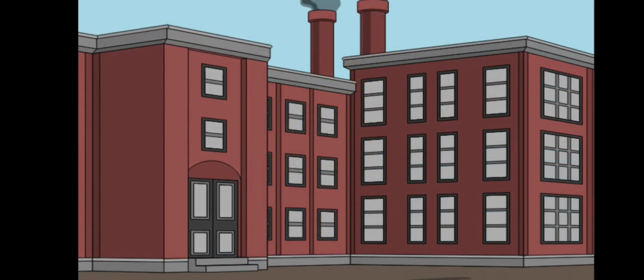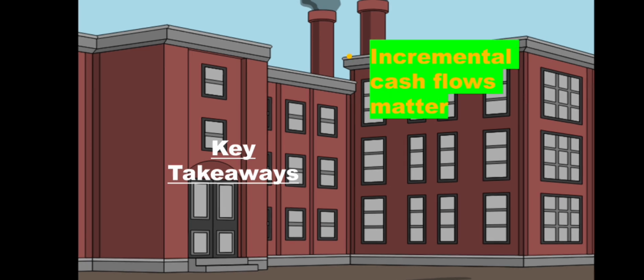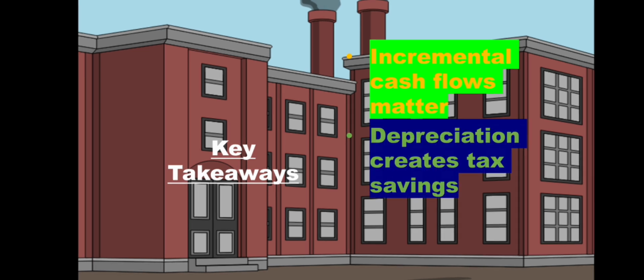So before we conclude, let us summarize the key takeaways from this capital budgeting analysis. First, when evaluating investment projects, incremental cash flows are the only cash flows that matter. Only cash flows that occur as a direct result of accepting the project should be included in the analysis. Second, although depreciation is a non-cash expense, it plays an important role in capital budgeting. Depreciation reduces taxable income and creates tax savings, which increase the project's operating cash flow through the depreciation tax shield.